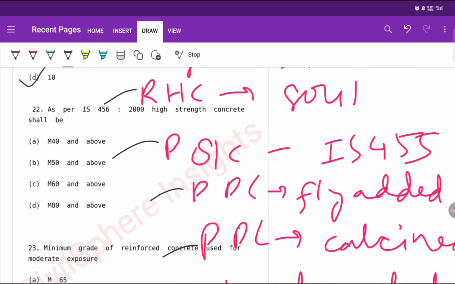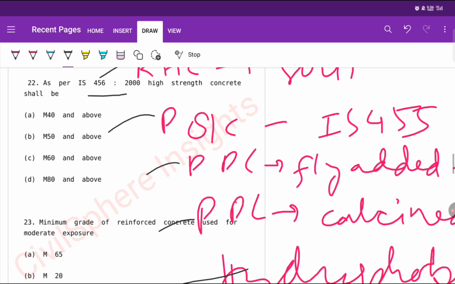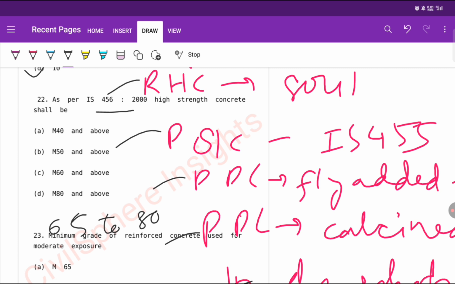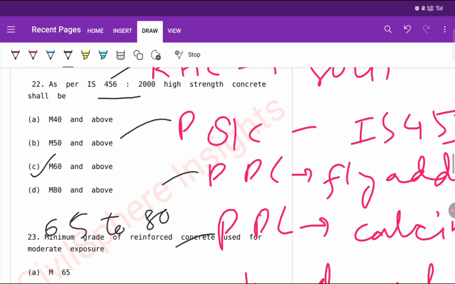As per IS 456 2000, high strength concrete shall be. These questions give the question that high strength concrete shall be. Recently there has been an amendment. According to it, high strength concrete will be from 65 to 80. But in this question there is no 65 that I can see, so it will be M60 and above.